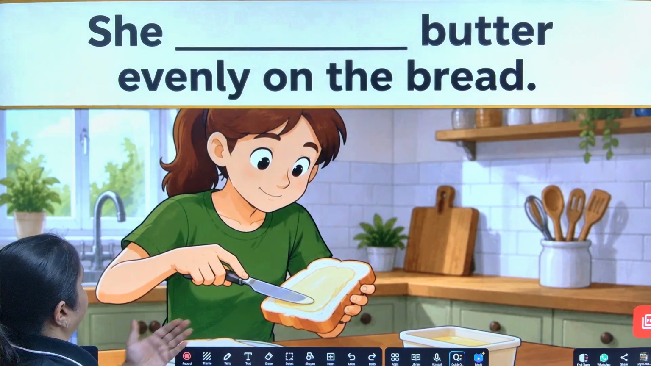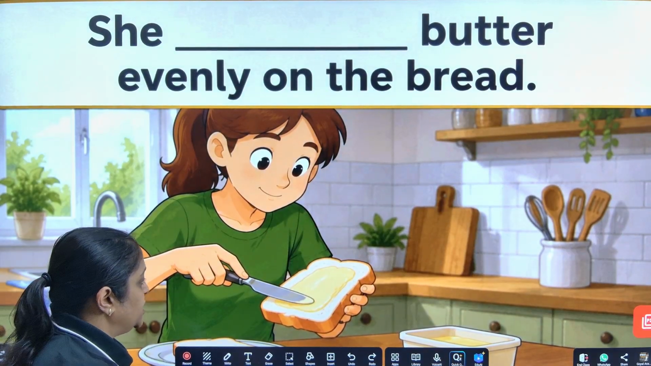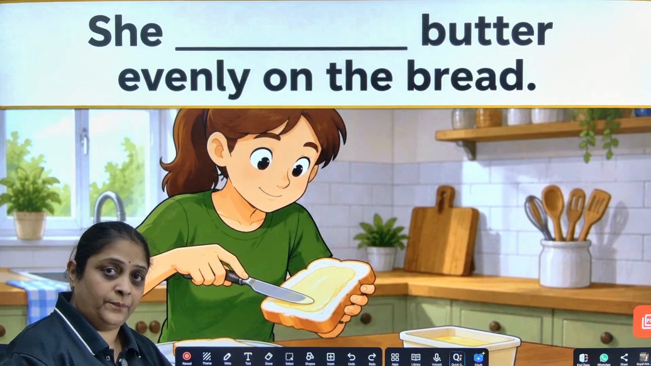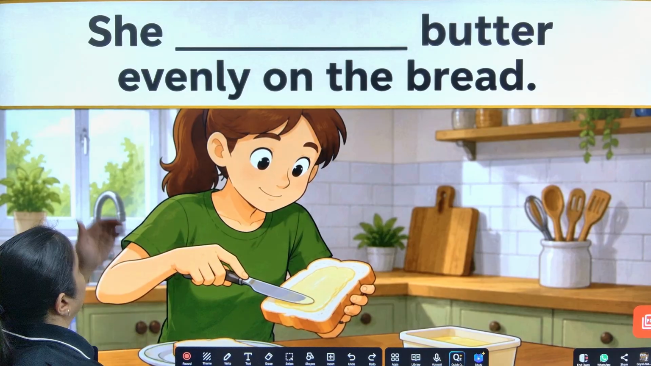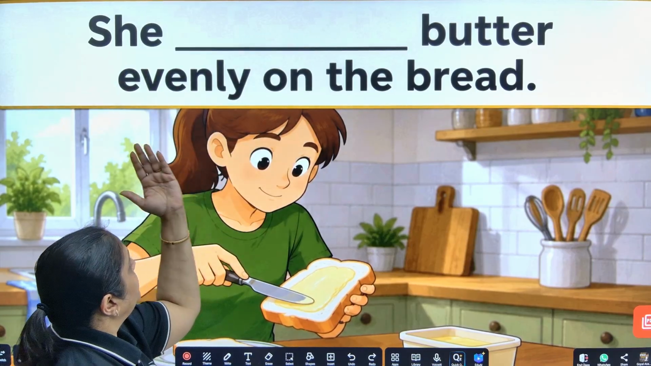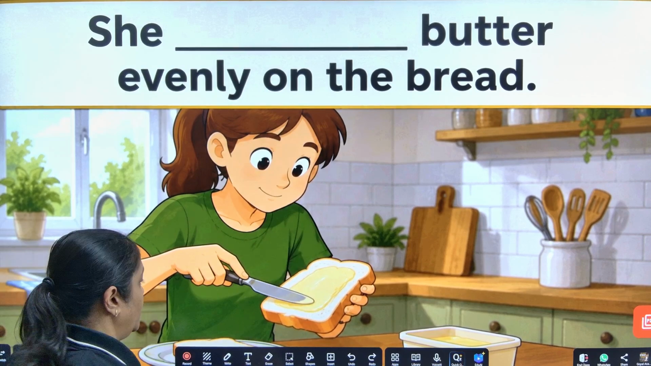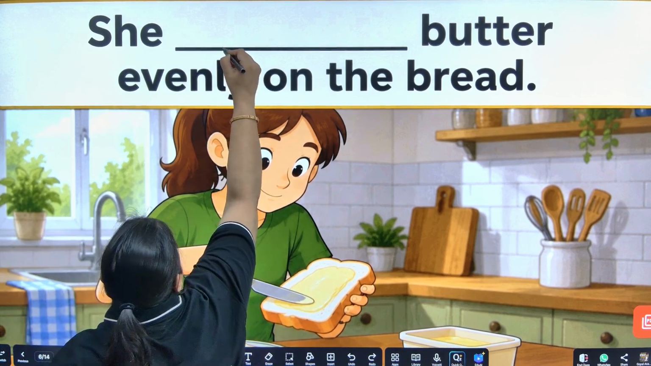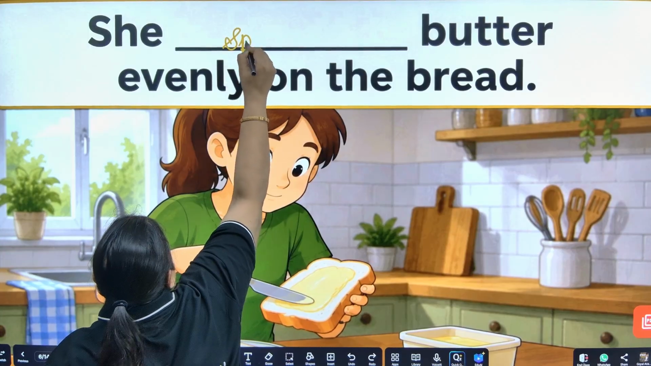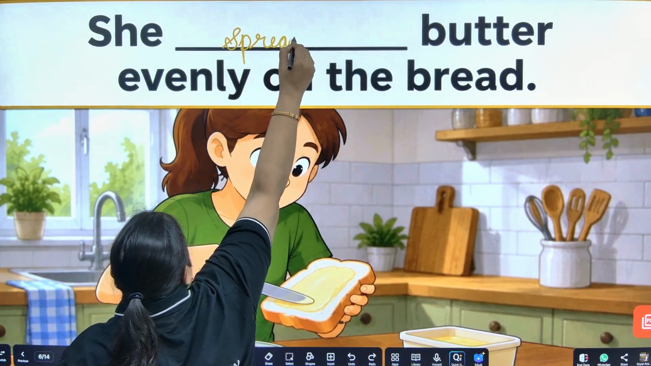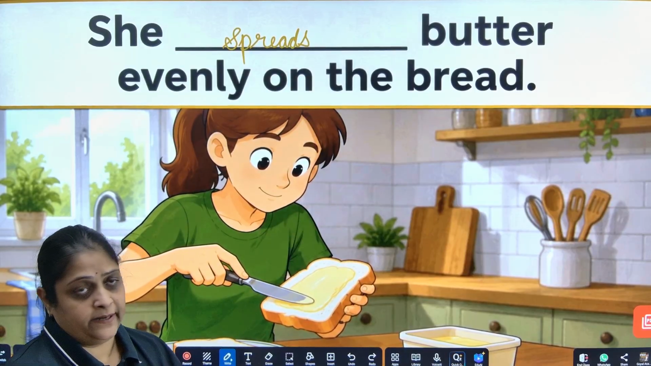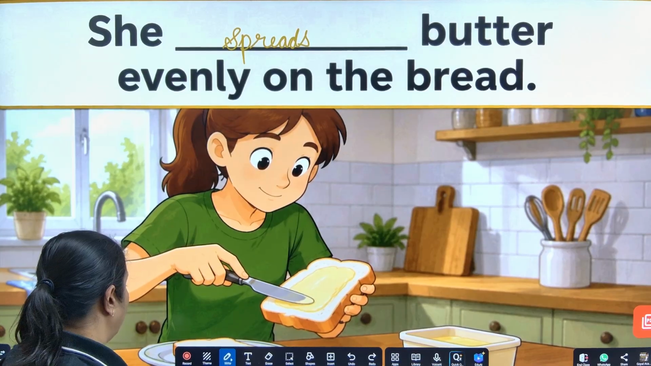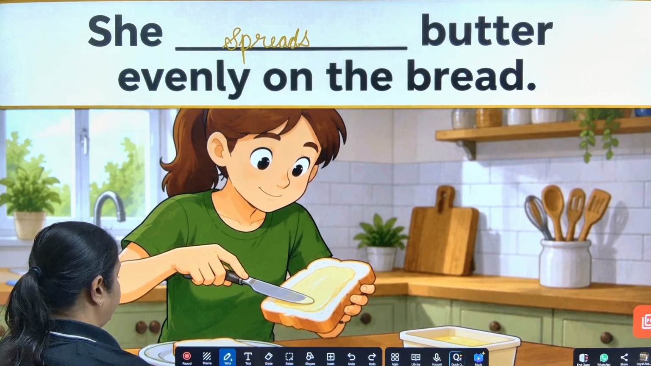Next. See what she's doing? She's putting butter on the bread. But put is not the right word. What am I going to use here? She dash butter evenly on the bread. So when I fill this dash, I'll write, she spreads butter. She spreads butter evenly on the bread. Correct? She spreads butter evenly on the bread.